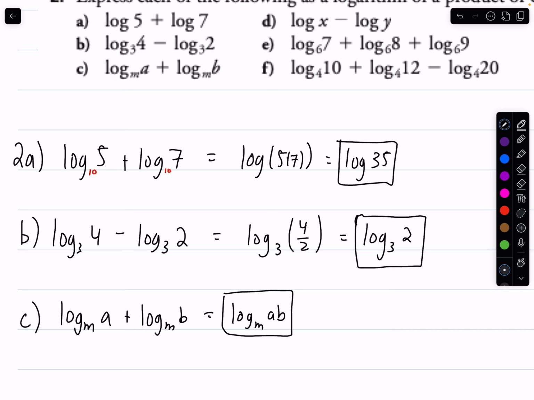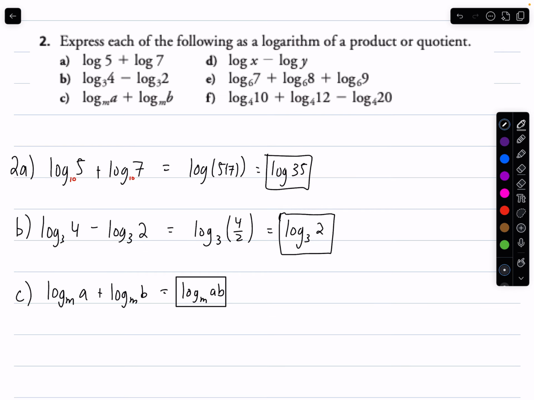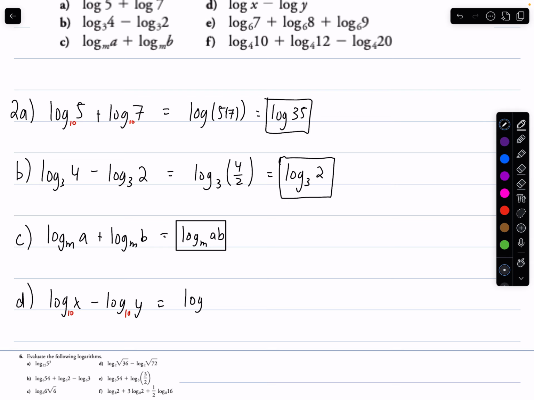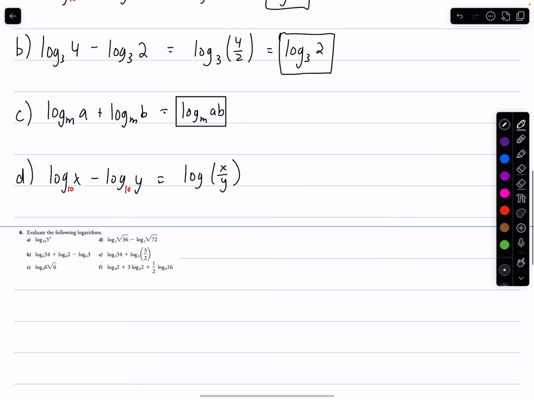We just leave it in variable form because we just have variables. Let's look at D. Log X minus log Y. In this case, we're assuming base 10 because it doesn't specify. We assume base 10, and then we can rewrite this as log X over Y. So I'll move this down.